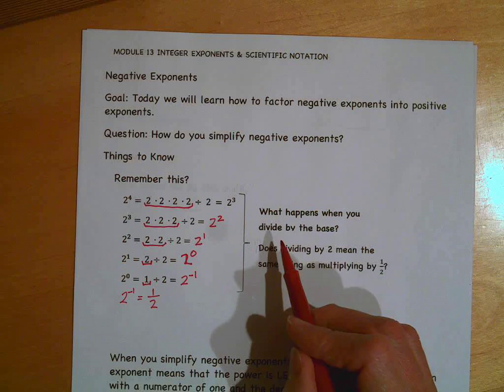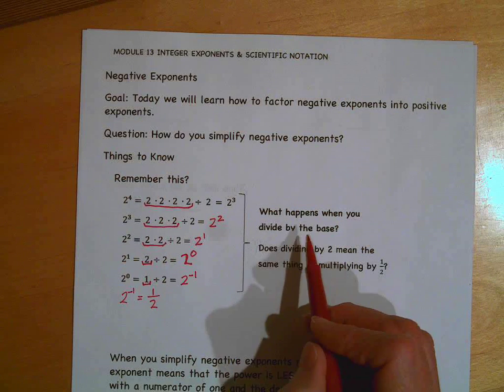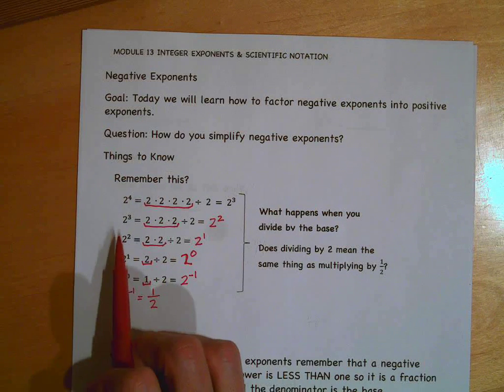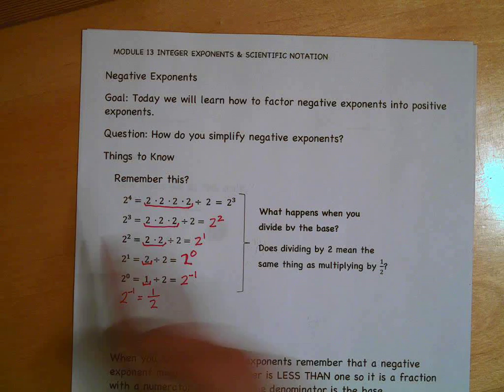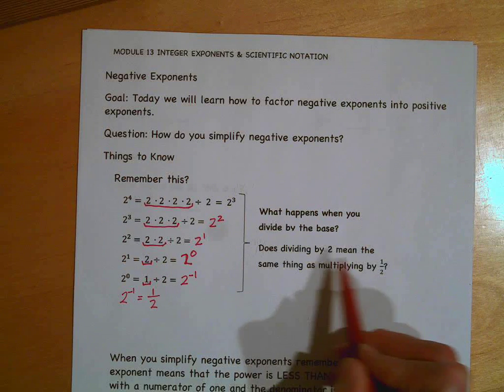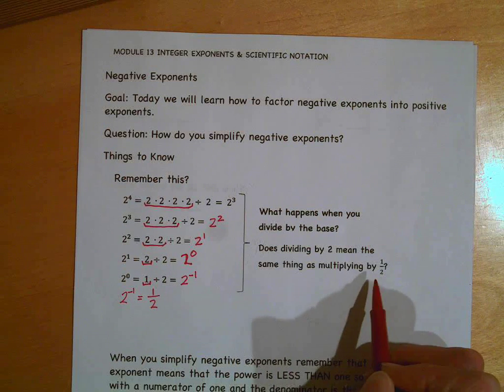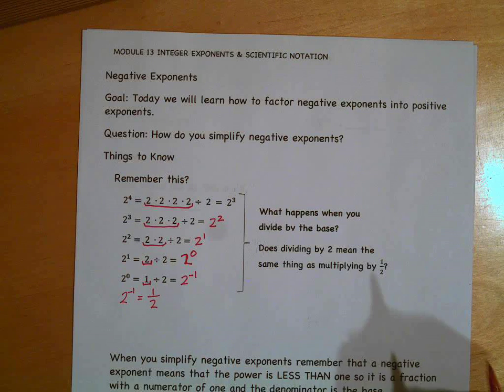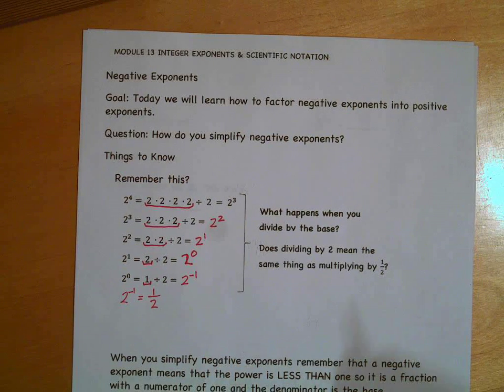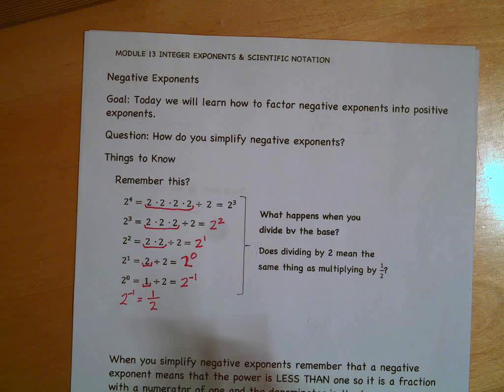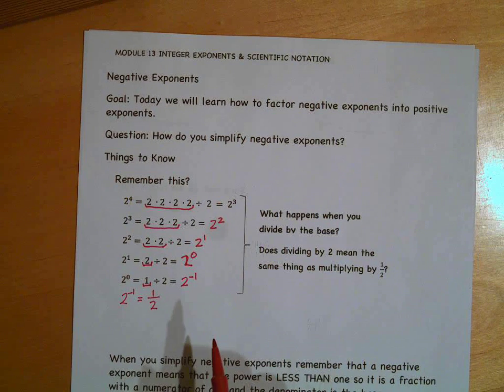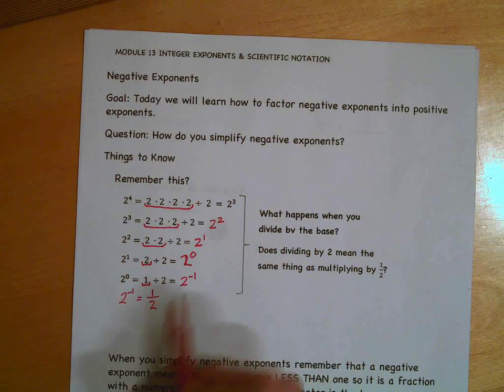All right? So what happens when you divide by the base? When you divide by the base, you're actually subtracting 1 from the exponent. Does dividing by 2 mean the same thing as multiplying by 1/2? And the answer to that question is yes. You already know that. We've talked about that several times. So these are the pattern relationships that I need you to start seeing and understanding.